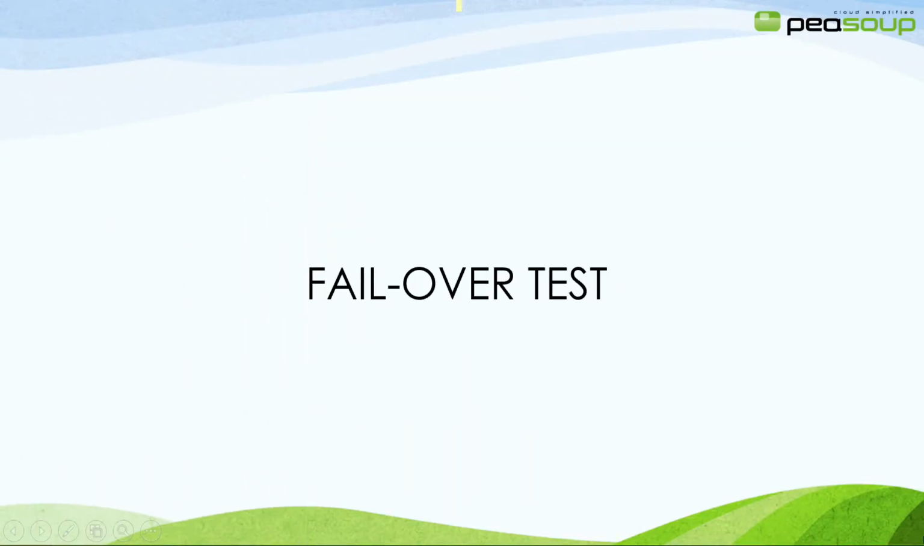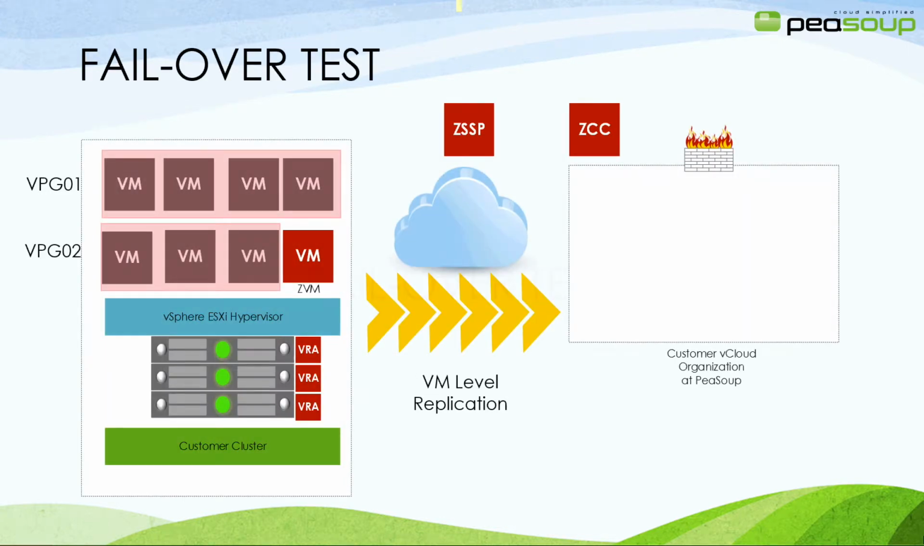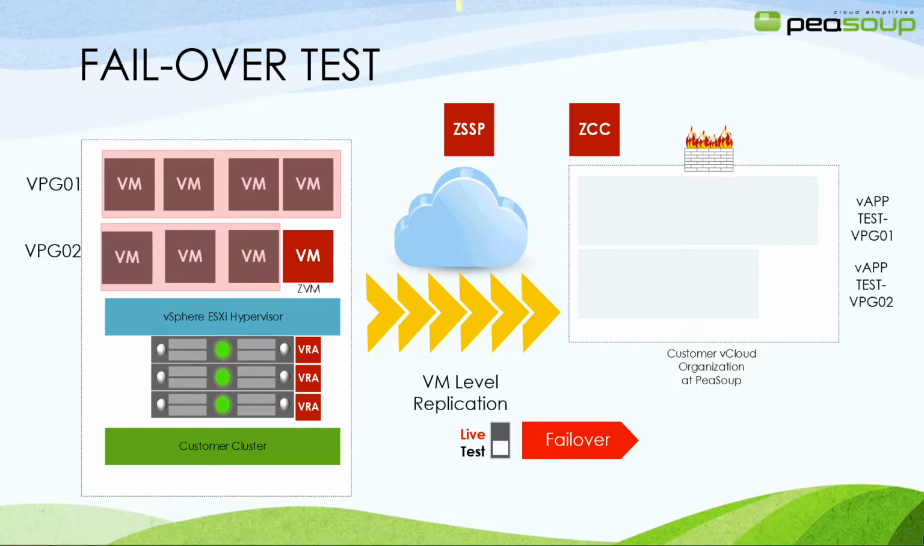So in this part of the video we will do a failover test. Let's bring up the component slides again, which we used before. As you can see, we've got everything ready now to go. So there's a failover button, which in this test is pushed on test at the moment. This is very important. This leaves the production environment live.